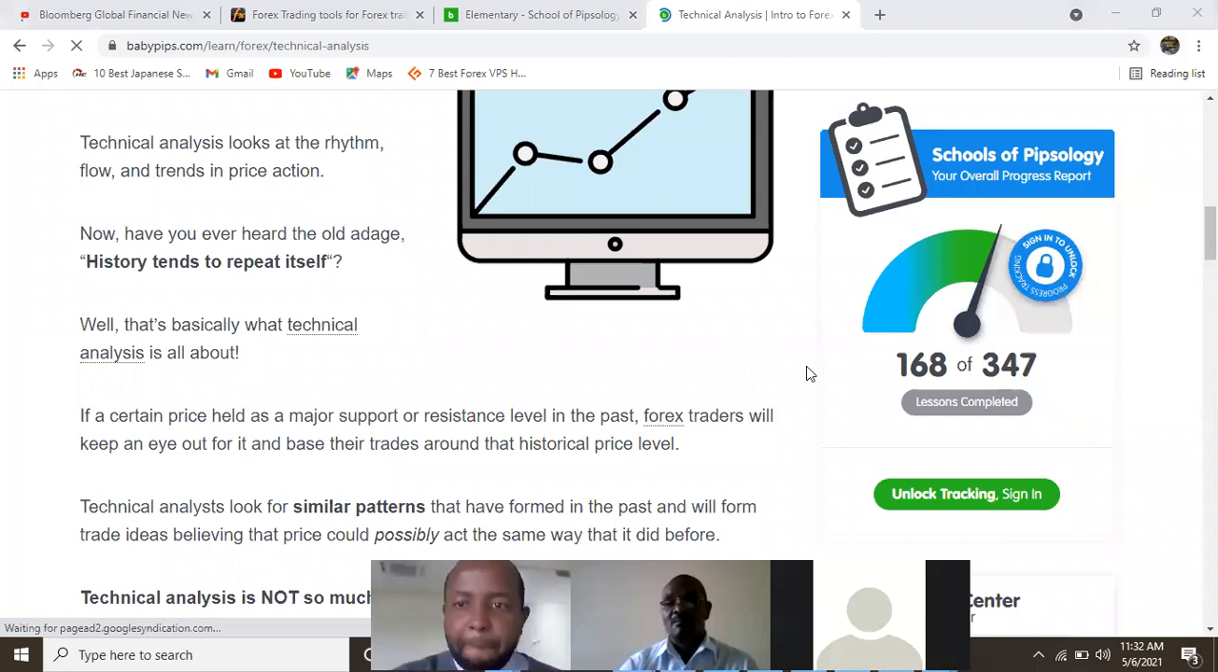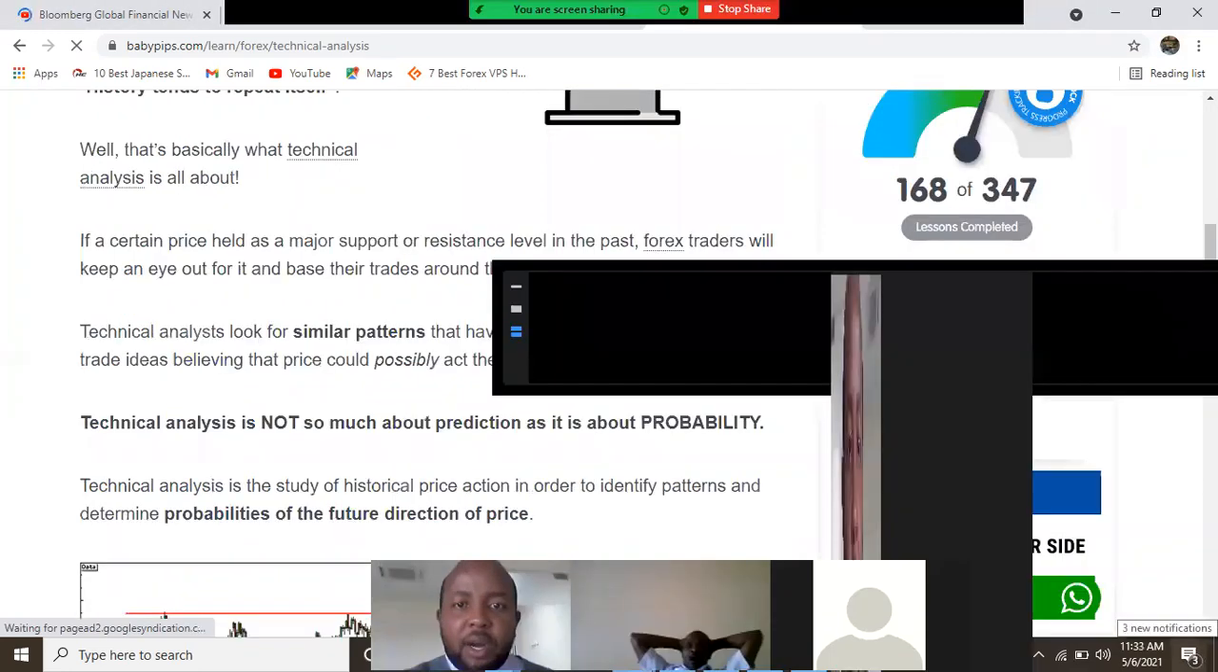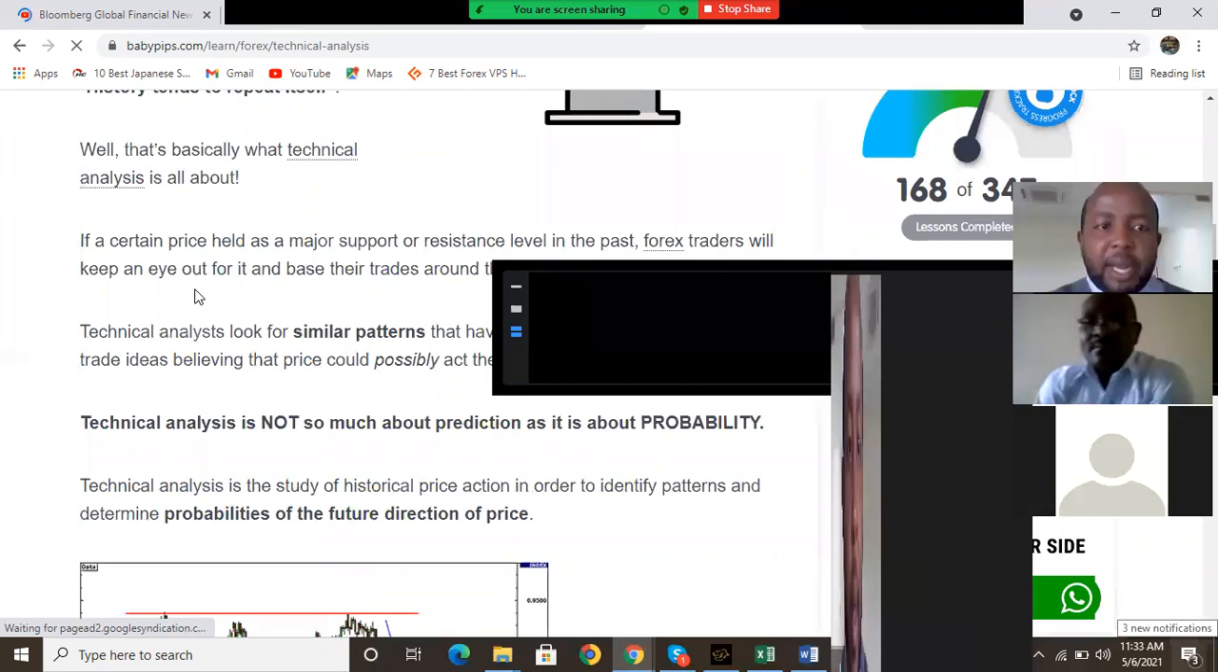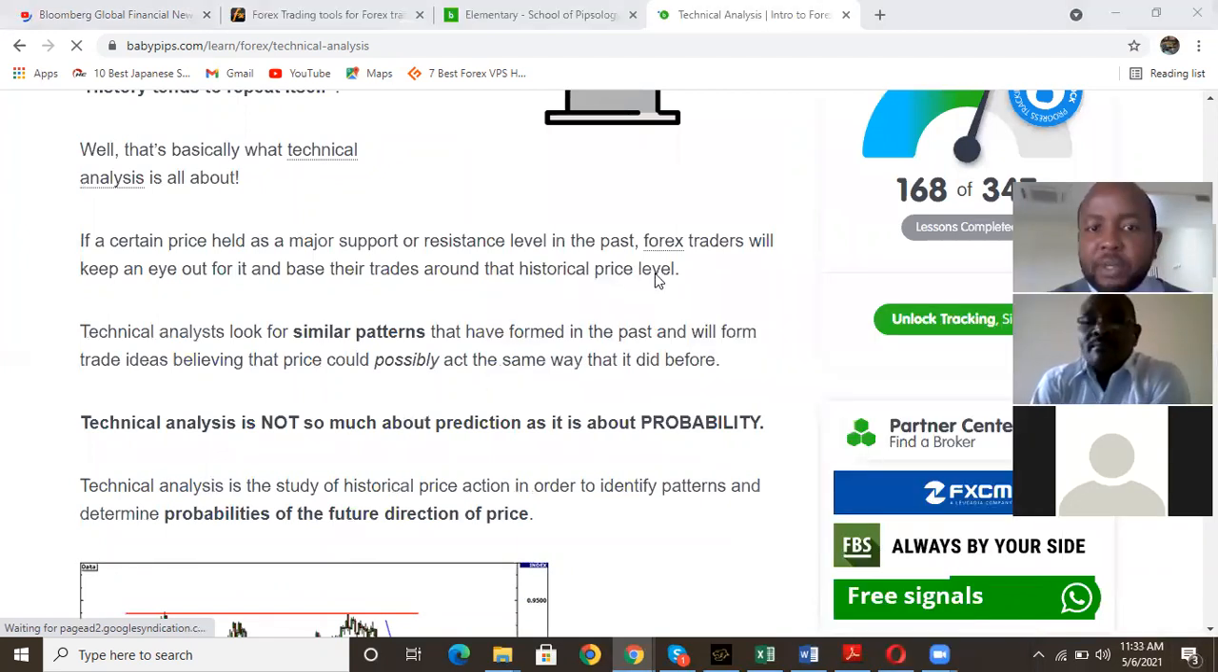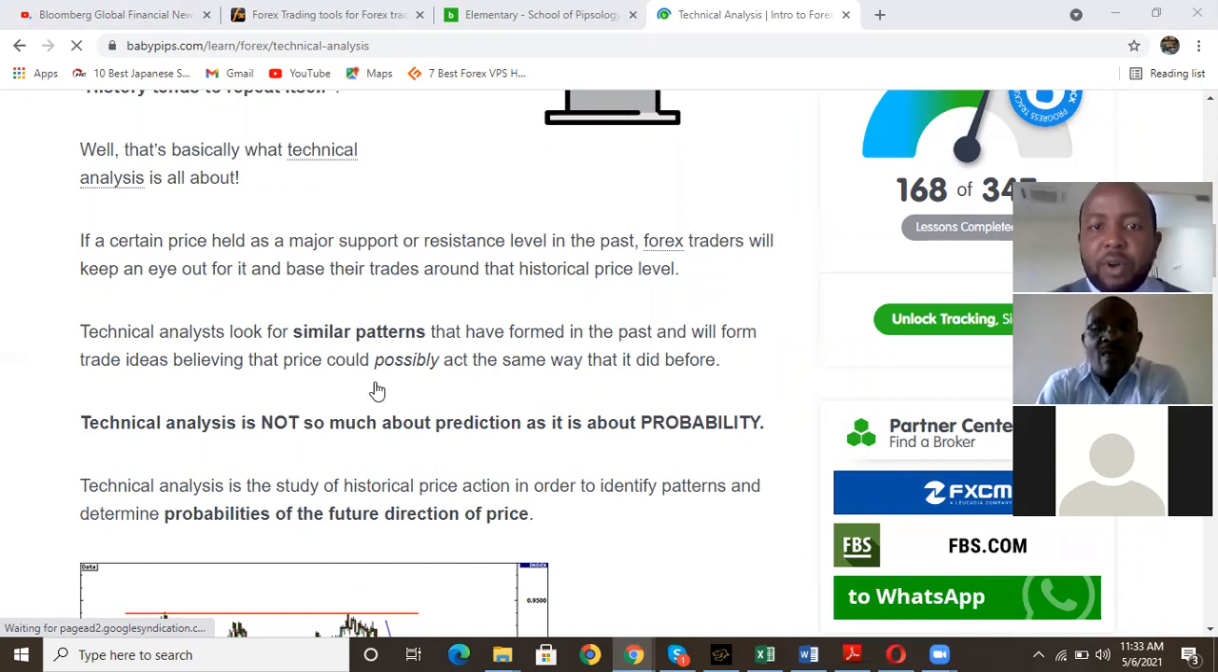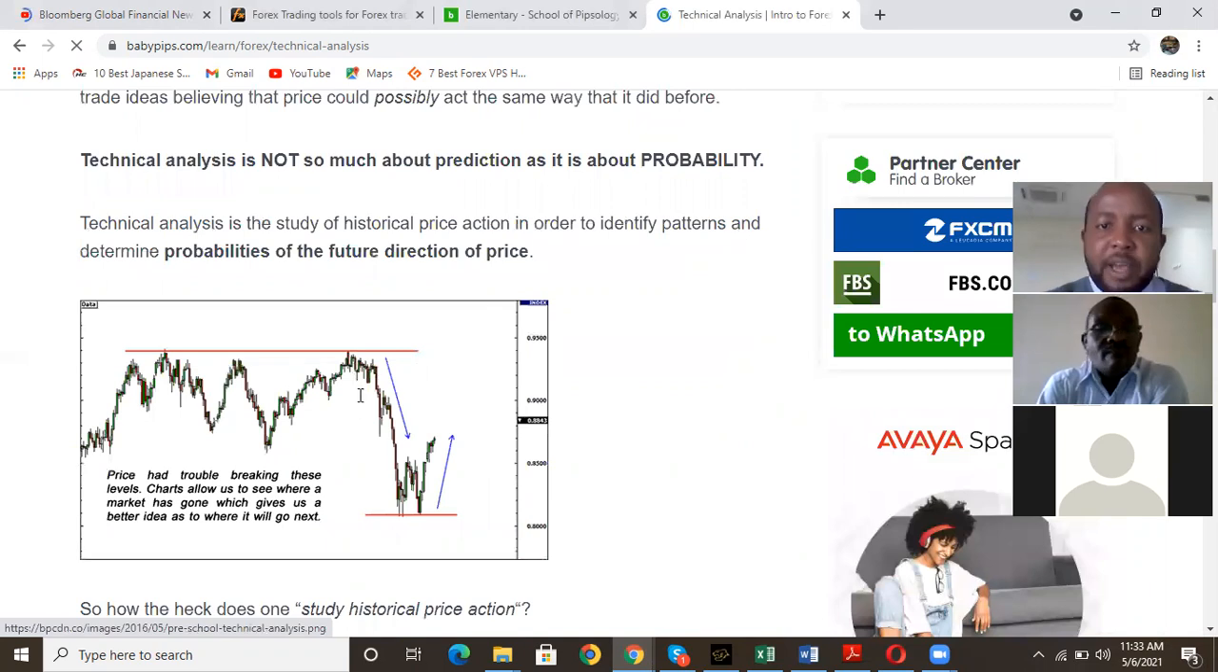So it's all about prediction or probability. As I've told you guys, when you wake up, what would you say about the weather? How would you dress? Is it going to be sunny, hot, or cold? So if a certain price held a major support or resistance level, mostly traders are looking to keep an eye out for it and base their trades around the historical price level. Let me give you an example. This is a good example. So look at this here. This becomes our chart. It's the study of historical price action in order to identify patterns and determine probabilities.